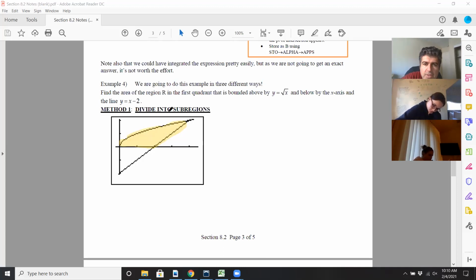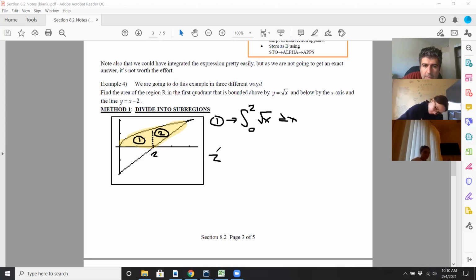One way is you can actually partition this into 2 regions. I'll call this region 1. I'll call this region 2. For region 1, what are you integrating? Well, it looks like that's happening at 2. So you're integrating root x dx from 0 to 2. And you can just see that because that's where the line touches the x-axis.